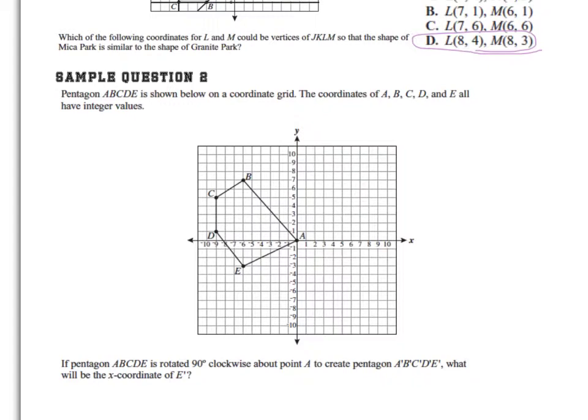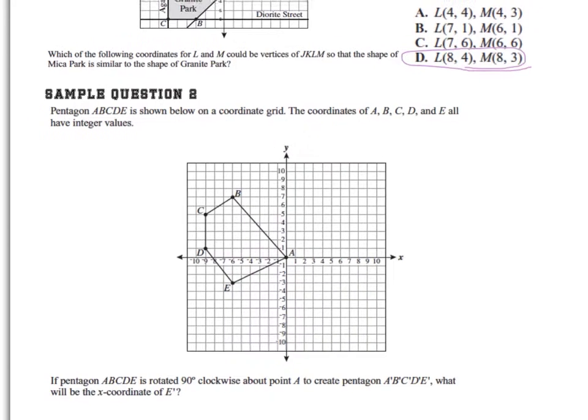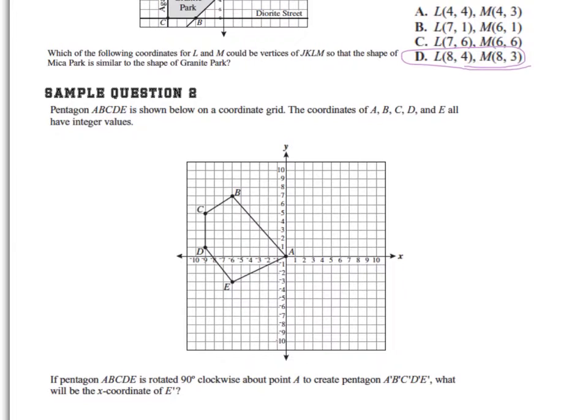Okay, for sample question number 2, we're doing a 90 degrees clockwise rotation around point A. And all of your rotations are going to be centered on the origin for this test, so you don't have to worry about anything crazy. But when you do that, you're going to have your X and Y become reversed for the 90-degree rotation, but you also negate the Y.